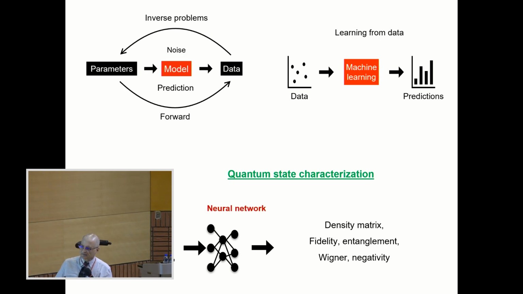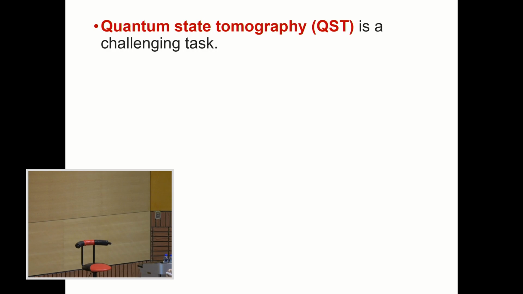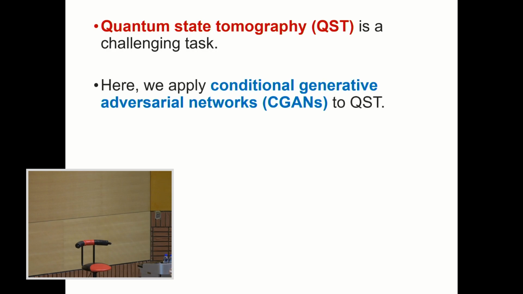And then in this case, the measurements are made, their input and the initial vector here. It is a hidden layer, 2, 3, 4, n number of layers, output layer, and from there to get density matrix, the fidelity, the measure of entanglement, Wigner functions, negativity, concurrence, et cetera, et cetera. So that's the goal. It's a challenging task.